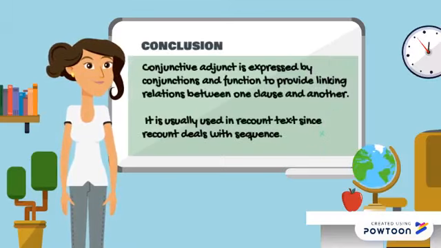So the conclusion: conjunctive adjunct is expressed by conjunctions and it provides linking relations between one clause and another. And it's usually used in recount text since recount deals with sequence, and the conjunctive adjuncts play a role in keeping the story coherent.